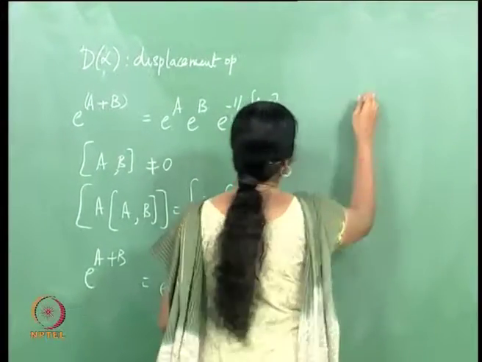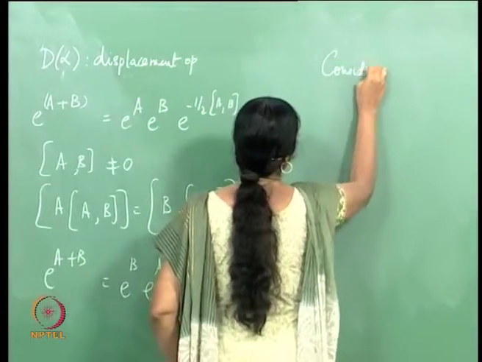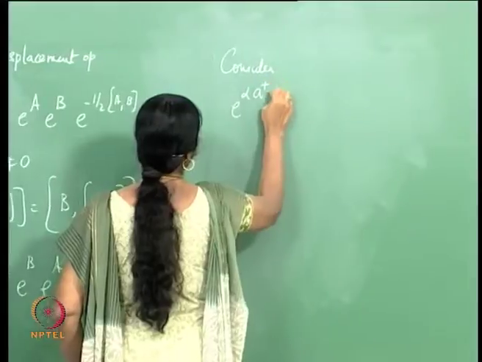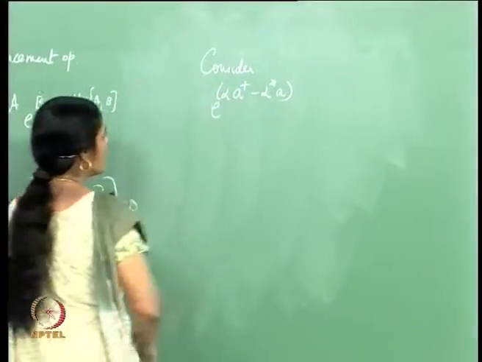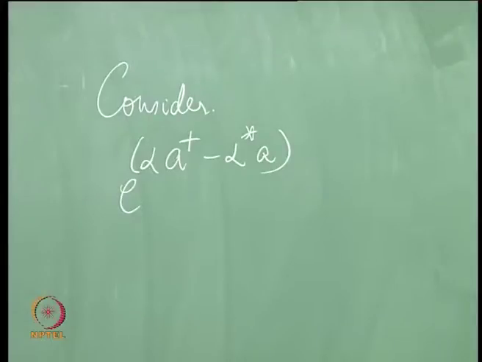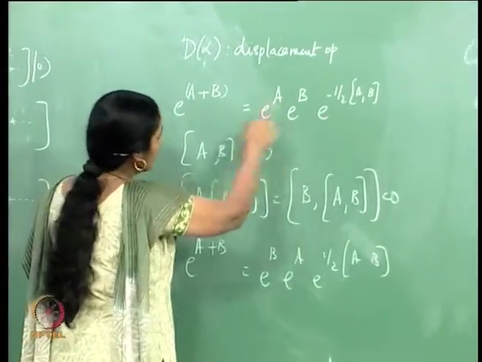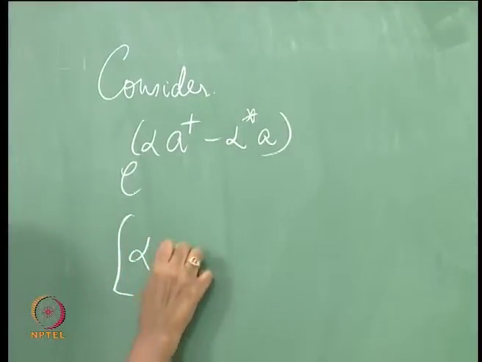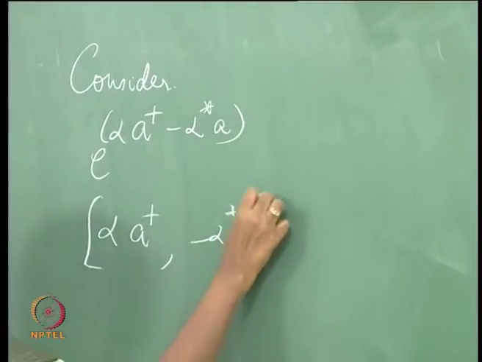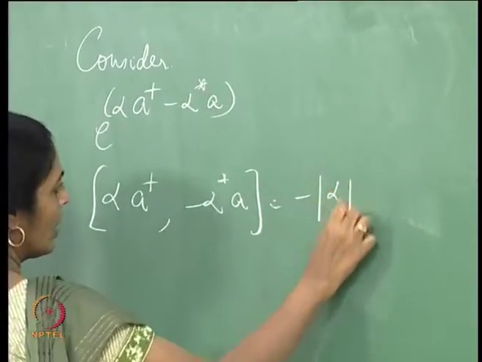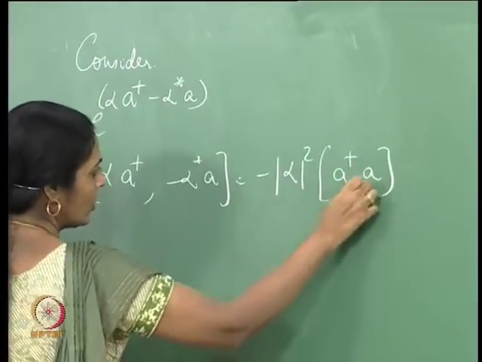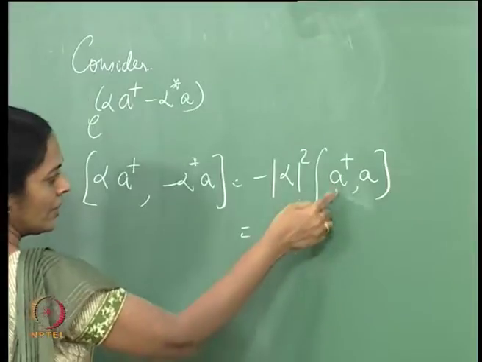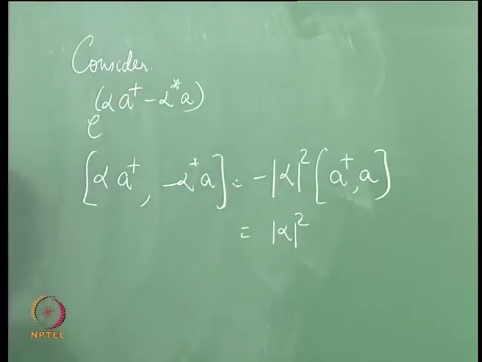Let us look at this example. Consider e to the alpha a dagger minus alpha star a. Consider this operator. This is like capital A in my example, and minus alpha star a is capital B. The commutator of alpha a dagger with minus alpha star a is simply minus mod alpha squared times the commutator of a dagger with a, and that is just mod alpha squared, because this gives me a minus 1, and therefore with that minus sign it gives me a plus 1, and that is in general not equal to 0.